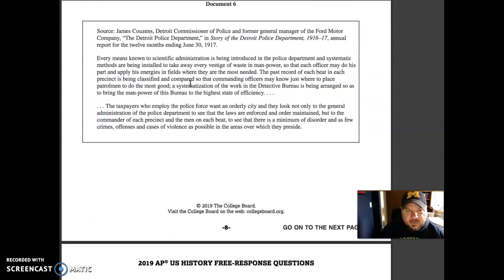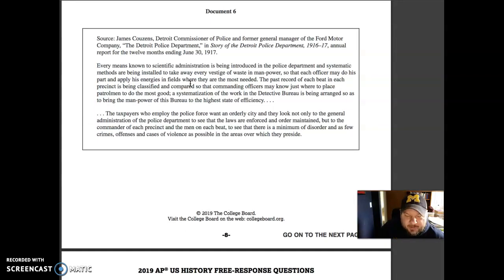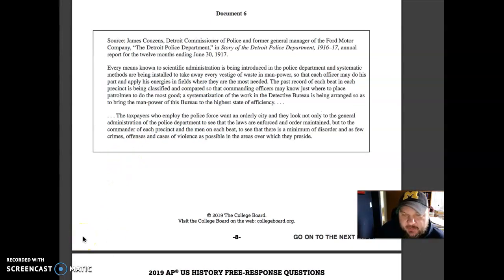Document 6 is the one I probably like the least. If I was writing this, probably the one I would use the least. It is the Detroit Commissioner of Police, and basically saying that we need to reorganize the police department, that there's a waste kind of going on. Okay, so it calls for a reorganization of the police department.